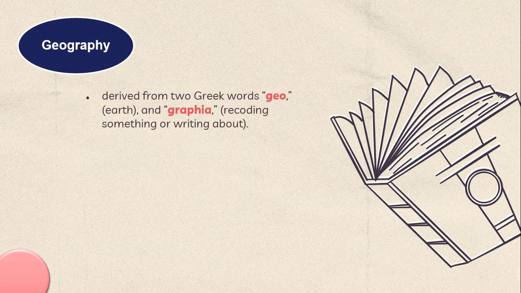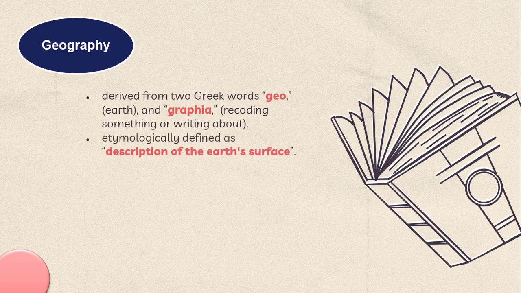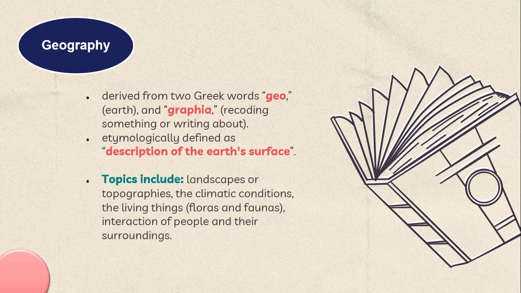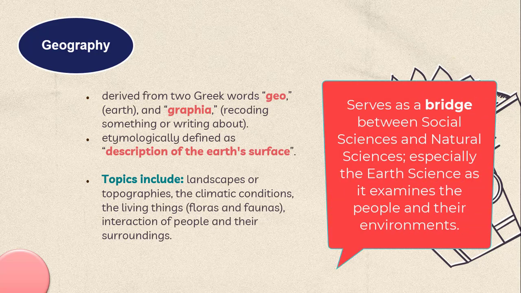Geography. Geography is derived from two Greek words: geo, meaning earth, and graphia, meaning recording something or writing about. Etymologically defined as description of the Earth's surface, geography includes topics about landscapes or topographies, the climatic conditions, the living things, floras and faunas, and the interaction of people and their surroundings. It serves as the bridge between the social sciences and the natural sciences, particularly the earth sciences, as it examines the people and their environments and analyzes the geographical relationships between all cultural and physical phenomena in the world.